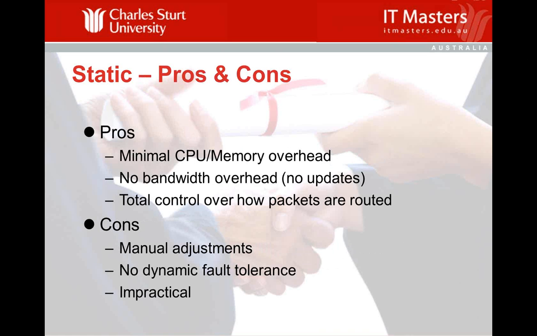Okay, so let's have a look at the pros and cons. For static routing, the pros are minimal CPU and memory overhead, because everything's typed into the configuration. There's no bandwidth overhead because there are no dynamic updates, so you don't need to waste any of your bandwidth on routing updates. And of course, you have total control over how your packets are routed.